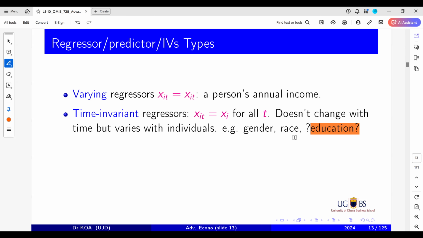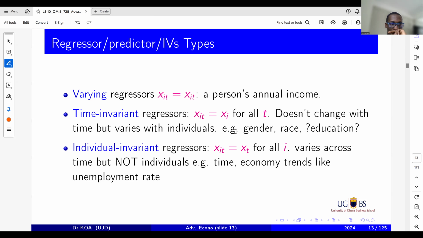But these are all time varying, individual varying regressors, or time fixed, time constant, or time invariant regressors. Now the last one. The last one is individual invariant regressors, which means they are time varying regressors.